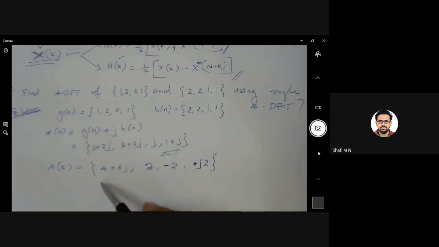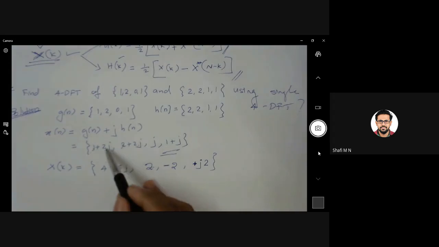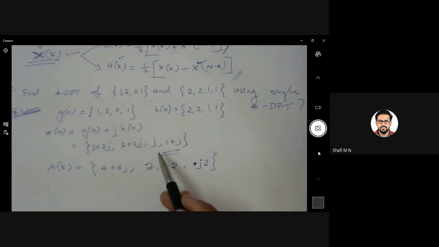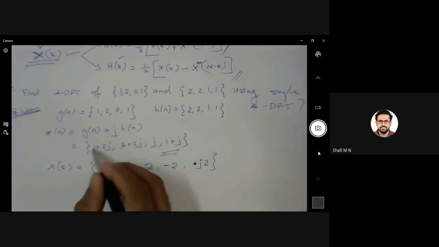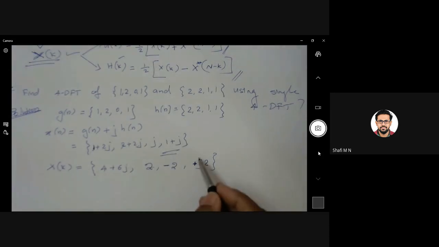Here, is our sequence real? X of n is not real. X of n is no longer real. G of n and H of n were real, but X of n is a complex sequence. Got it? X of n is a complex sequence: 1 plus 2j, 2 plus 2j. So for a complex sequence, you cannot guarantee that this is the conjugate of this. That won't be like that. So you should be very careful when doing that. So when this is 2, that will not be 2. This is j2. You have to try the equation, or you have to use the matrix method. Clear?